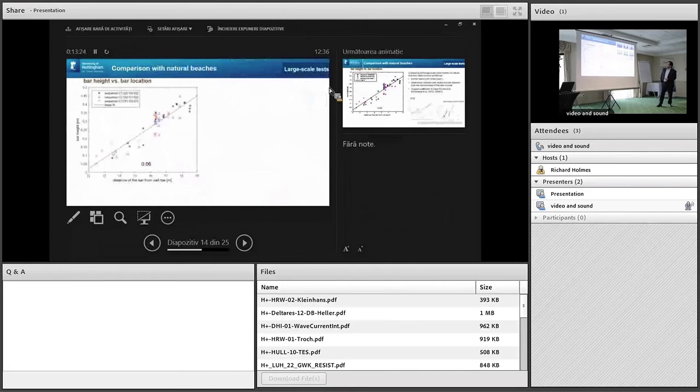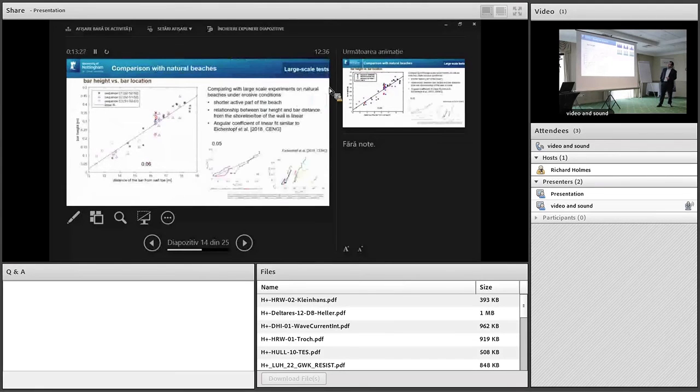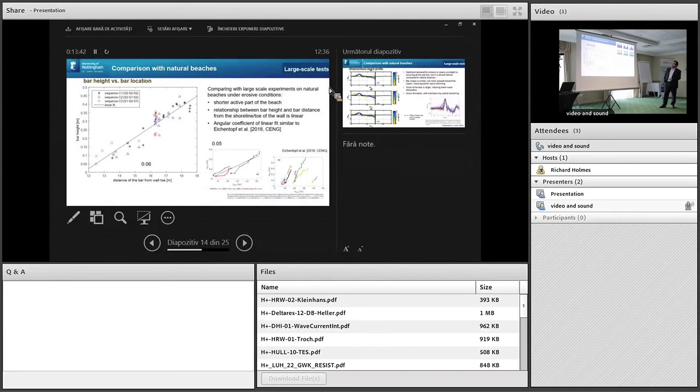Yes, a few more slides. I'm running through these just to show you that the sequencing, what I just said, is tracked very well in the bar height and the migration of the bar. This corresponds to the story that I told you about the role.